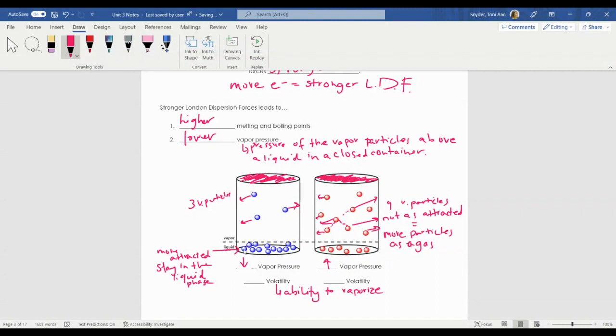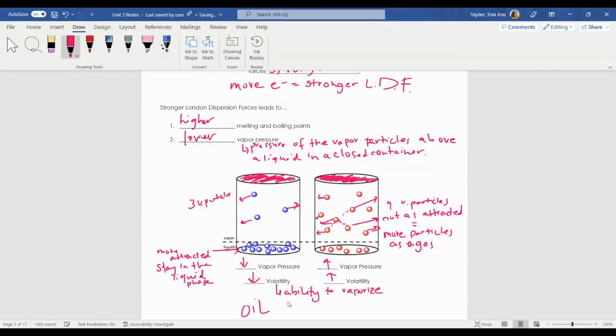If these liquid particles are very attracted to one another, this is not going to be a very volatile substance. If the particles stick together in the liquid phase, it's not going to vaporize very easily. So in this case, your volatility is very low, whereas if you have a sample of something that does vaporize very easily, we say that it's very volatile. Great example of each of these.